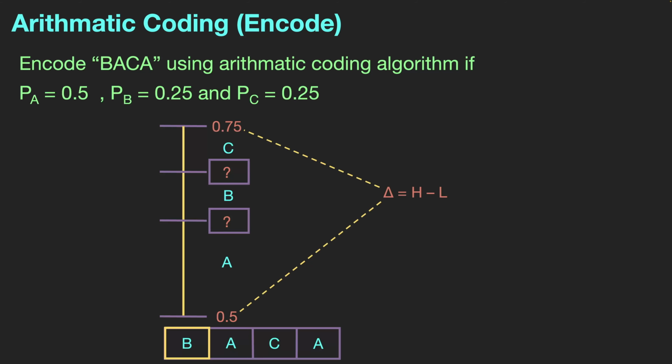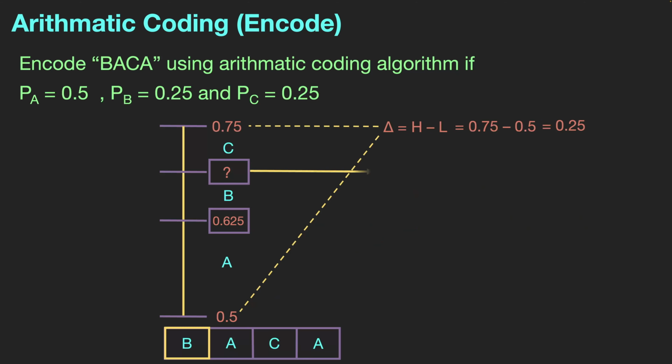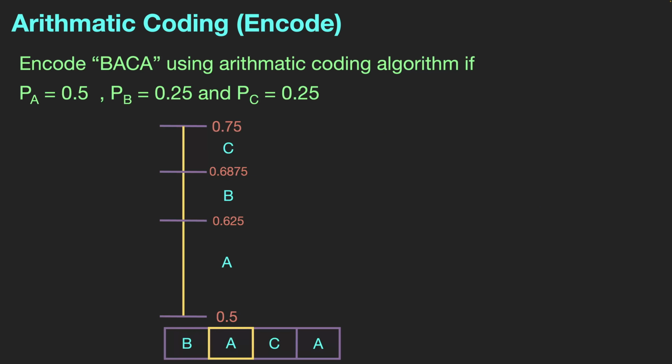First, we will calculate the difference delta of the high value and the low value of the interval. The value of delta in this case is 0.25. Now, we need to plug the value of delta into the equation L plus delta times probability of A to calculate the first intermediate probability value, which comes to 0.625. Similarly, we calculate the next intermediate value as 0.6875. Now we will read the second character of the data string, which is A.